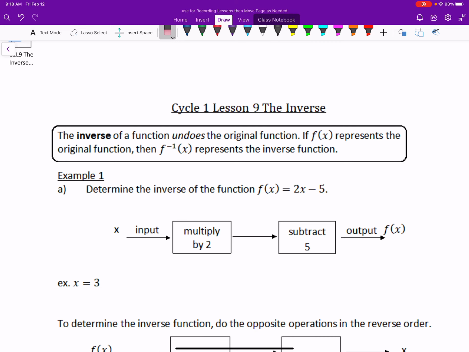Cycle 1, Lesson 9, the inverse. The inverse of a function undoes the original function. In other words, it's the opposite of a function. By undoes, I mean it takes the opposite order of operations.